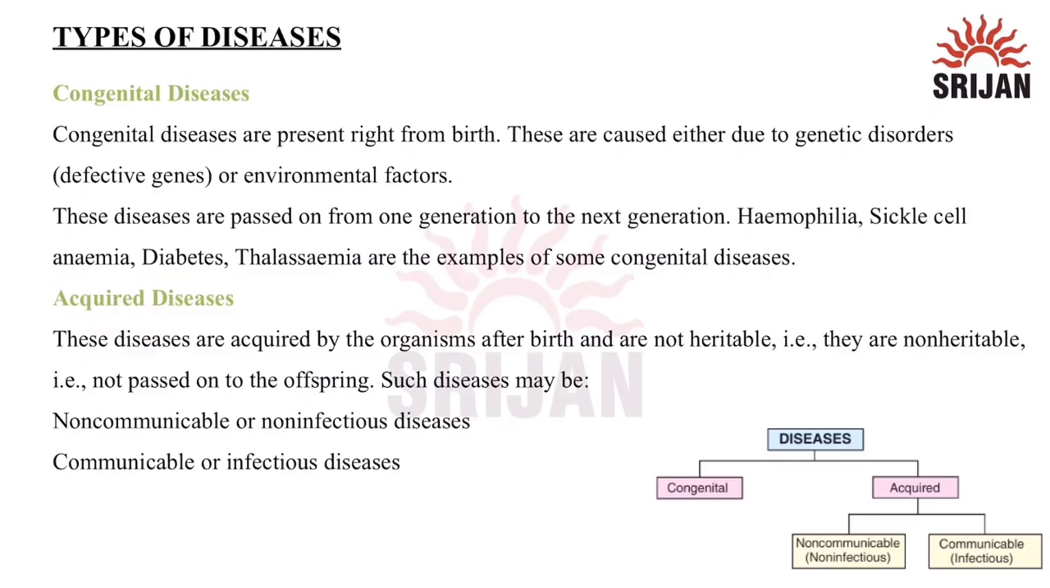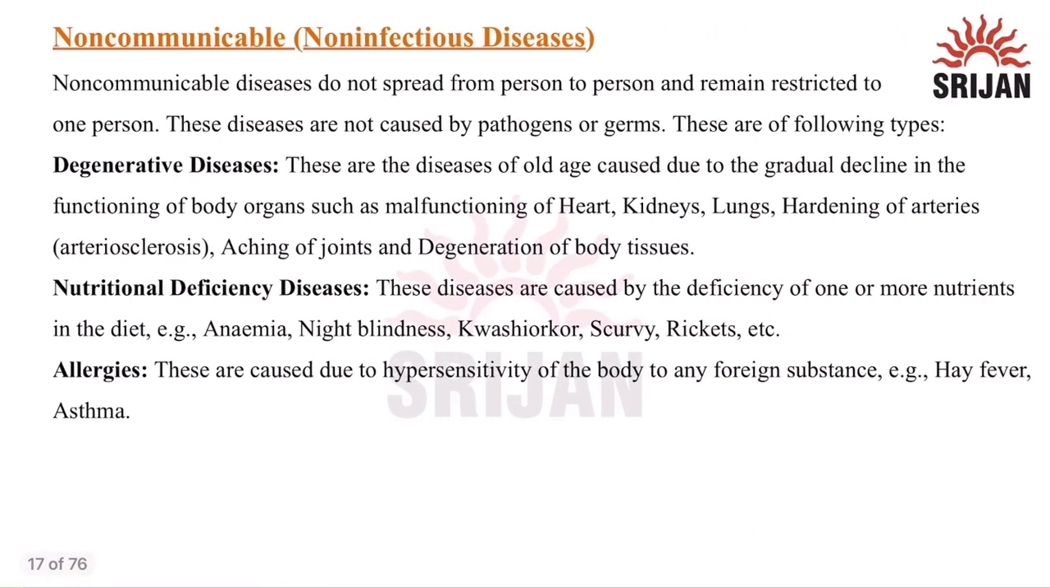Acquired diseases. So these are the diseases which are acquired from organism after birth and are not heritable, which means that if you are having common cold or let's say you are having malaria, then this disease will not get passed to the next generation. So they are non-heritable, which means they are not passed on to the offsprings, such as non-communicable and non-infectious diseases and communicable or infectious diseases. Now, diseases basically are congenital and acquired type. Now, acquired are further classified as non-communicable and communicable diseases.